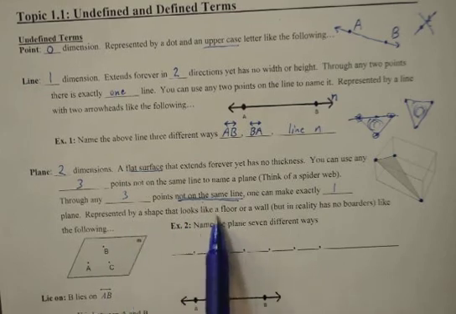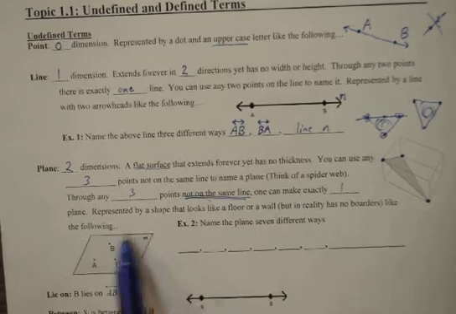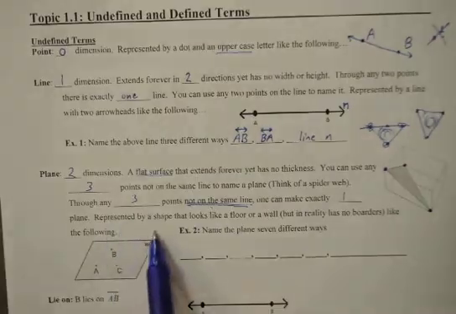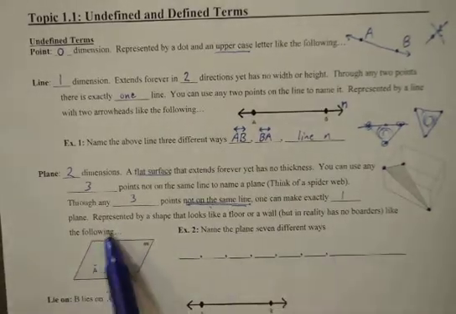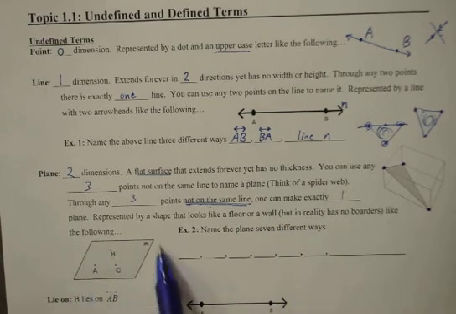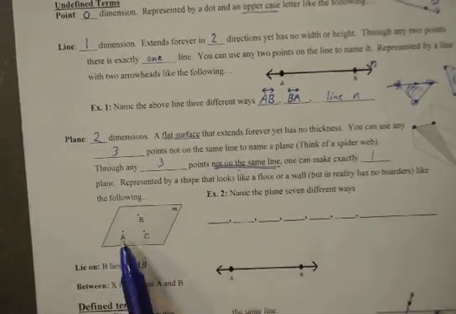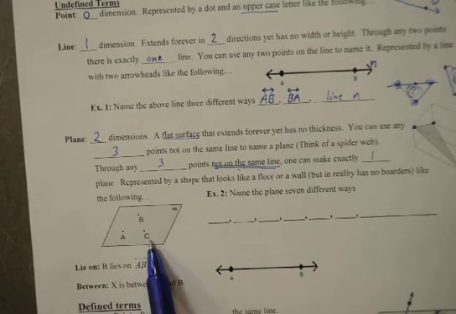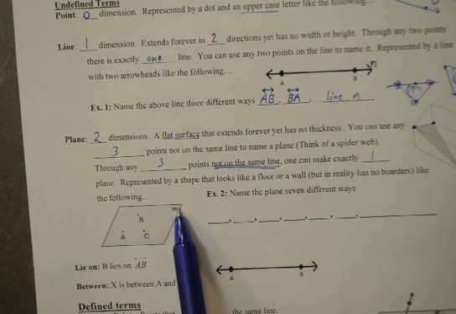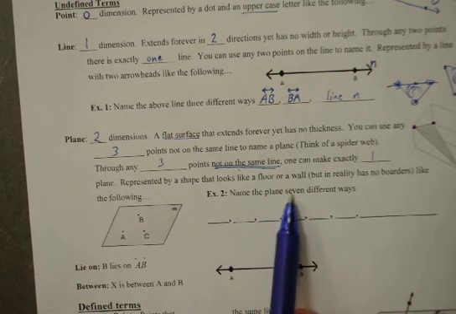It's represented by a shape that looks like a floor or a wall. This is like what you'll see for a plane. Yeah, a plane could be a triangle too. It just has to be any flat surface. Represented by a shape that looks like a floor, like the following. So here's a plane. Notice we've got uppercase letters for the points, and we have a lowercase letter in the corner. That's interesting. So name the plane 7 different ways.